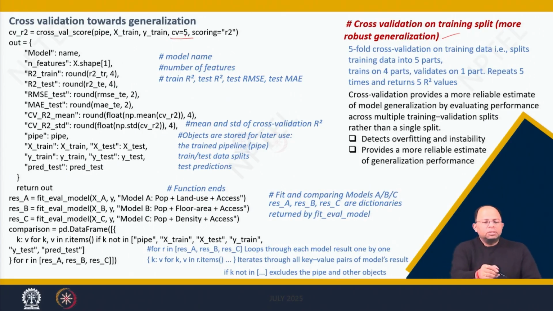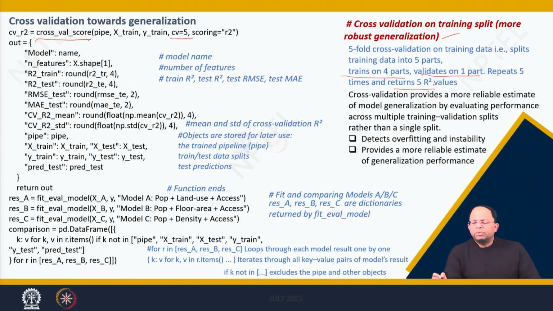This is the cross validation function. What we are doing over here is dividing the data into 5 parts, 5 folds you can say. It splits the data into 5 parts, and then we train on 4 parts and validate on 1 part. We repeat this 5 times and return 5 R-square values, and then we can check the R-square values for their standard deviation as well as average values and so on.